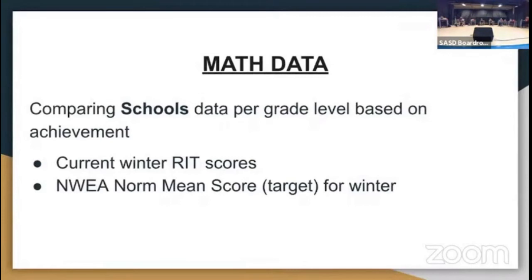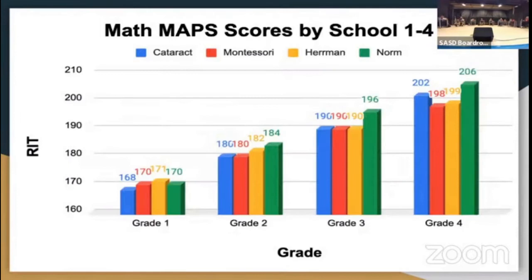Then again, we'll compare the math data, comparing the schools. You'll see the current winter RIT score for each of the schools. And then of course, that last bar will be the target. Here's 1 through 4. I thought it was very interesting that grade 3 was pretty much even across the board. And then Herman for grade 1 exceeded that norm.